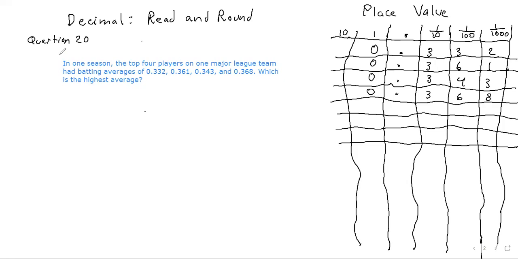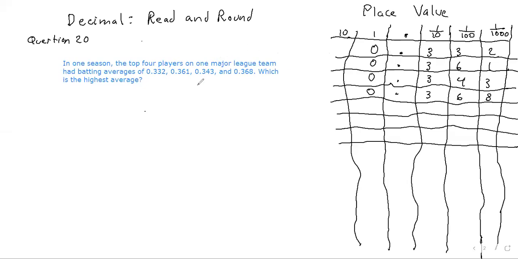So we're answering question number 20. This is for the section of decimals, read and round. The question states, in one season, the top four players of a major league team had batting averages of .332, .361, .343, and .368. They're going to ask which is the highest average.